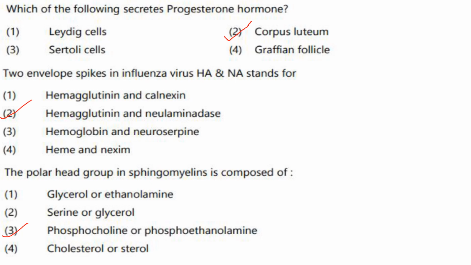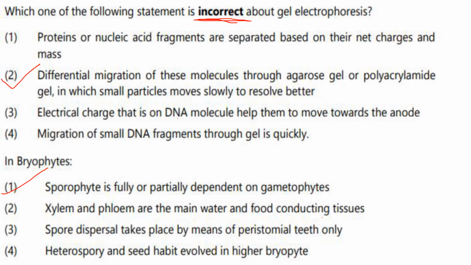The polar head groups in sphingomyelins is composed of. So in sphingomyelins, the polar head group is composed of phosphocholine and phosphoethanolamine. Answer is option 3. Then next one.